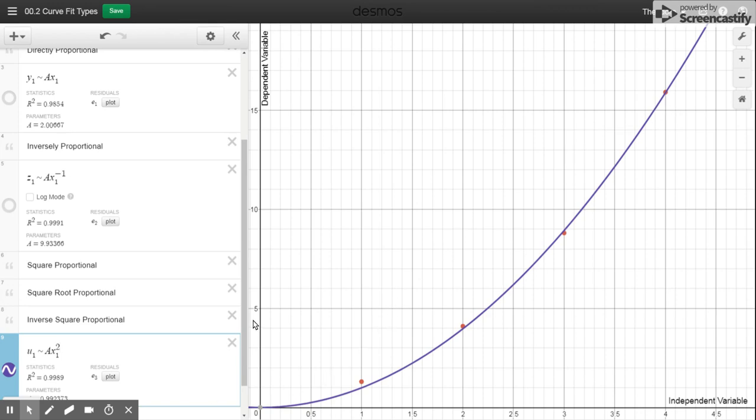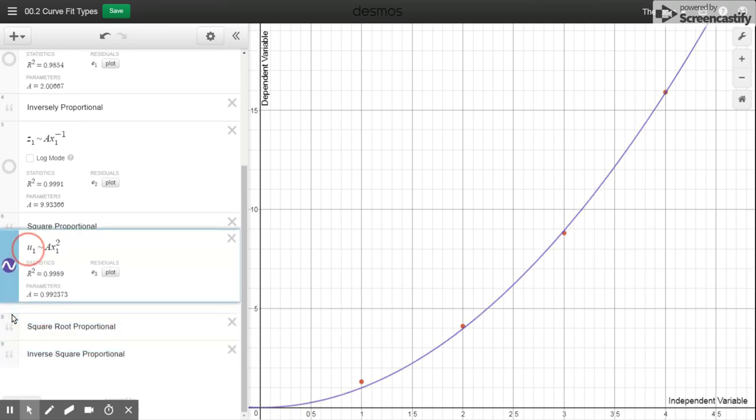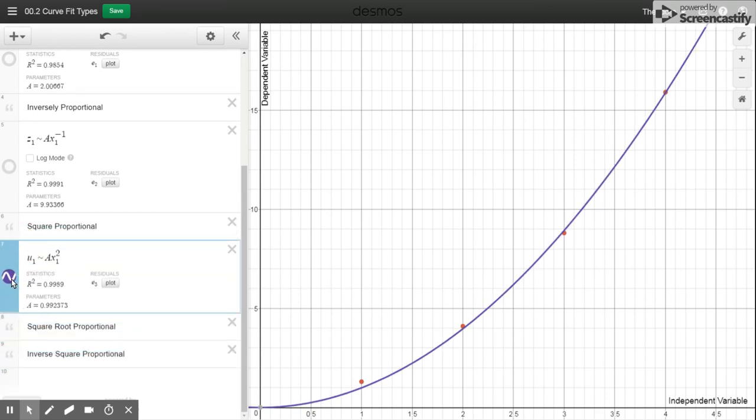This relationship is known as a square proportional relationship, meaning that as the independent variable is doubled, the dependent variable is not only doubled, but it's doubled squared, meaning it increases by a factor of 4. Okay, and this type of graph is characterized by this growing parabola. So I'm going to move that up to our square proportional relationship.